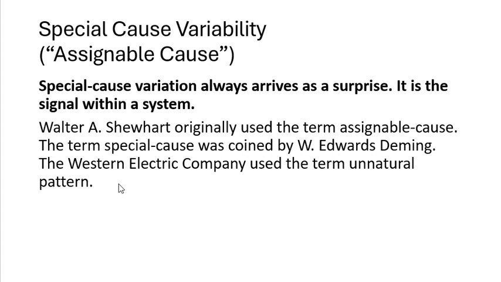So anyway, the Western Electric Company used the term unnatural pattern. So you now know the special cause variation. It's a surprise because it doesn't really happen often in a normal system. So it's kind of like a signal within a system. We call it assignable cause. Okay, we call it special cause, and we call it unnatural pattern.